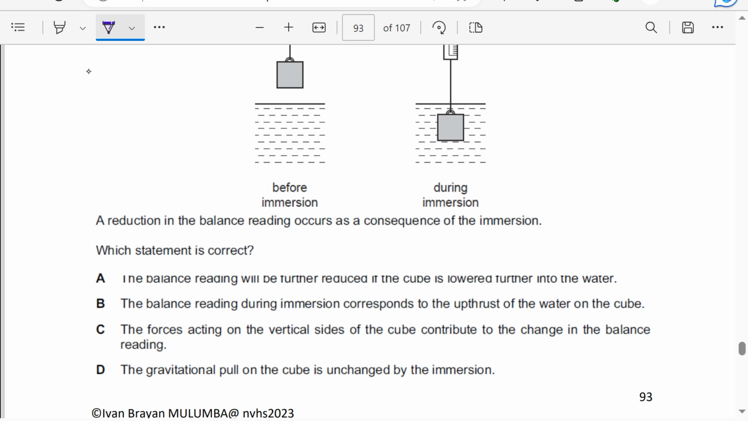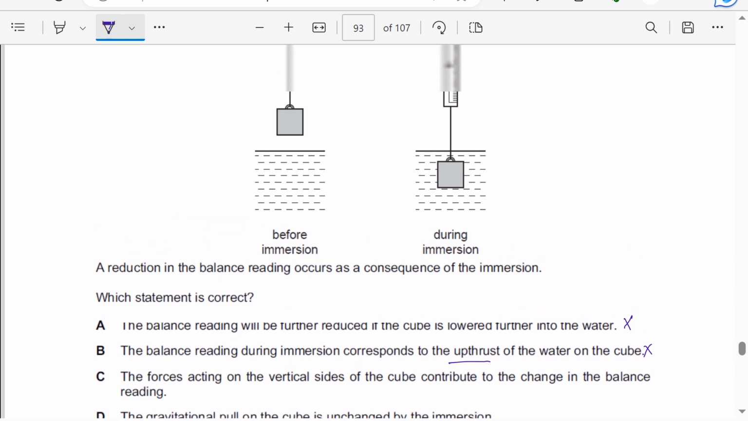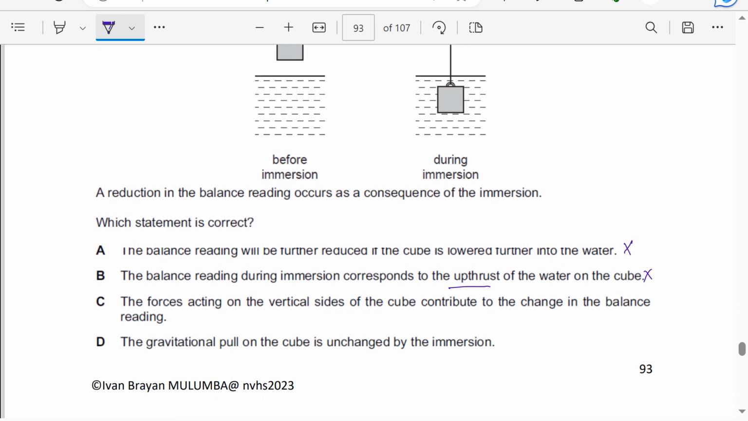No, the balance reading will remain constant if it is lowered further, because the upthrust remains constant. The balance reading during immersion corresponds to the upthrust of the water on the cube? Not at all. The balance reading is going to be the weight minus the upthrust. The balance reading is the weight minus the upthrust.